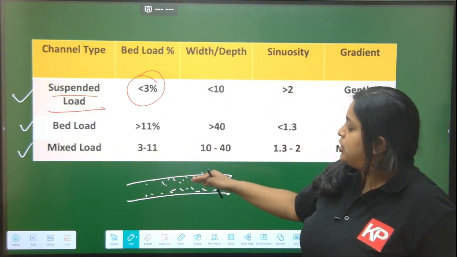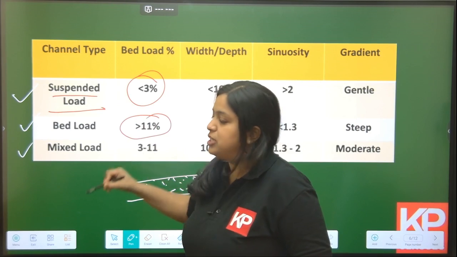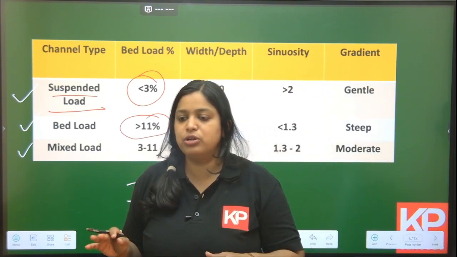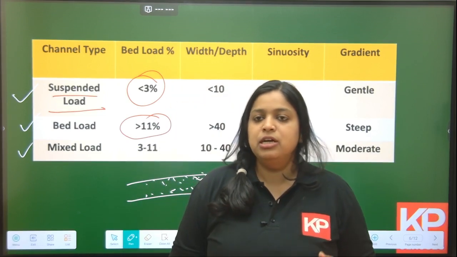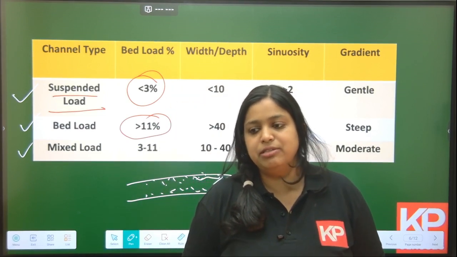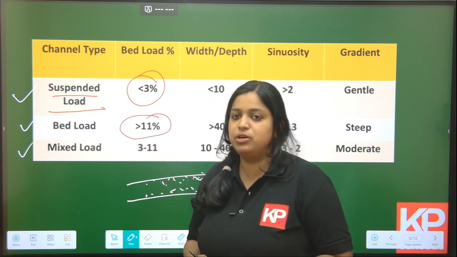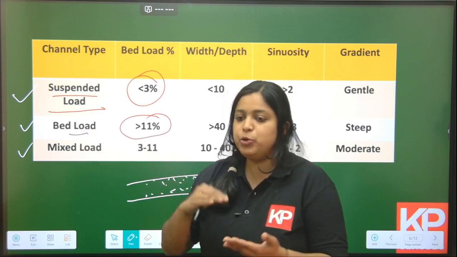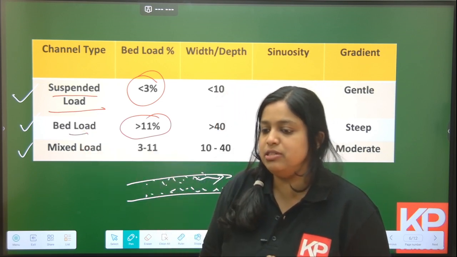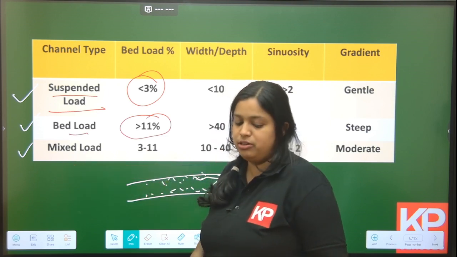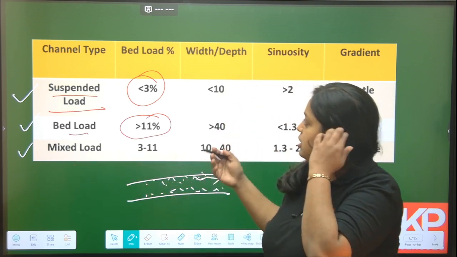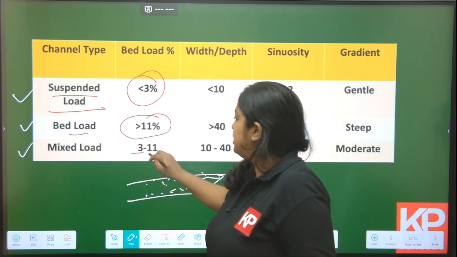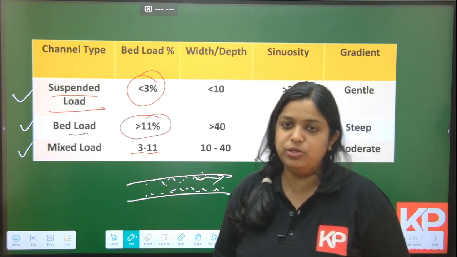Then when it comes to a bed load channel, greater than 11% of the total sediments transported are bed load. Then we call the channel a bed load channel. In between these two conditions, an intermediate stage is the mixed load channel. In mixed load channels, the bed load share of the total sediments transported is between 3 and 11%. Then we call it a mixed load channel.